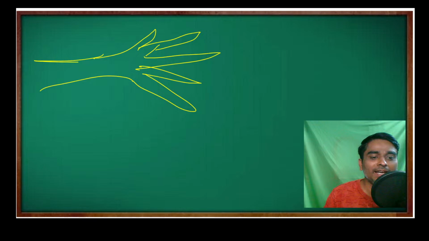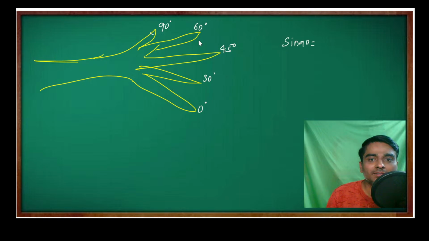So fix here 90 degree, then fix here 60 degree. Come in a descending order. Come, fix here 45, fix here 30, then comes 0 degree. Okay, let's see if it works or not. Now 90. So we know sin 90 equal to, now just see how many fingers are left.